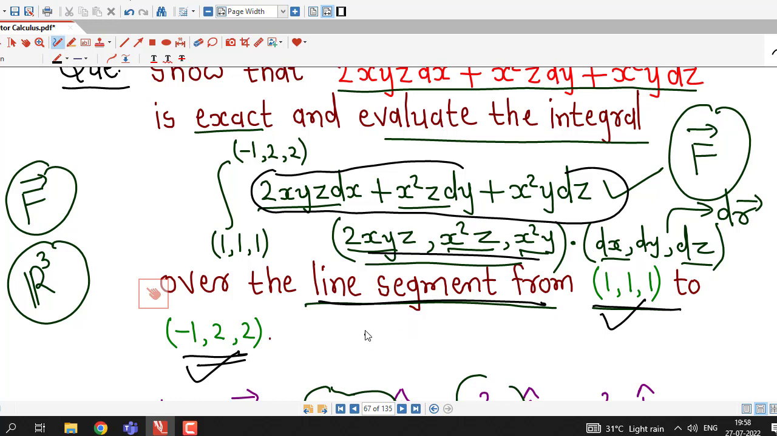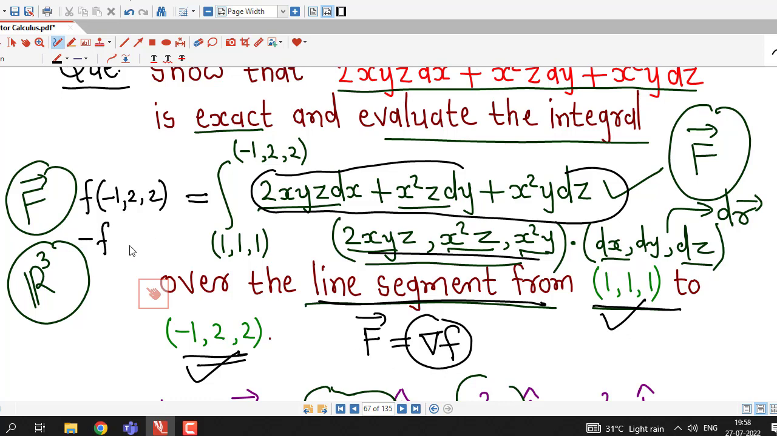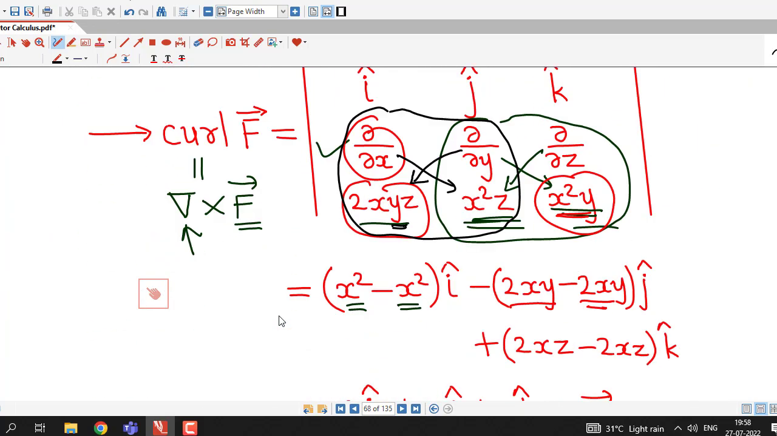And if our vector field is conservative, we can write our vector field as gradient of some scalar function f, and the value of this line integral will be equal to value of this potential function at upper point or terminal point minus value of this potential function at starting point. So we have to find this potential function for the conservative vector field. So now we try to find out potential function.